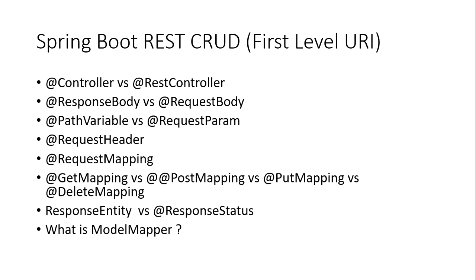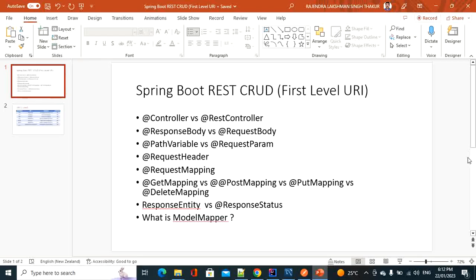instead of implementing the JAX-RS specification. So these are all the annotations given by the Spring MVC framework, MVC module. And this is @RequestHeader, and similarly @RequestMapping, and @GetMapping, @PostMapping, @PutMapping, @DeleteMapping. What exactly is the difference? When will we use ResponseEntity and when do we use @ResponseStatus? And what is ModelMapper? I'm going to cover all these concepts. So without wasting time, let's jump into the coding part.